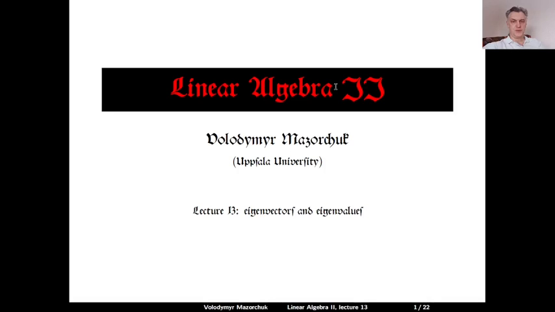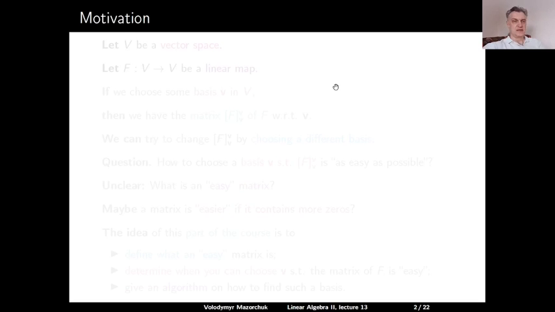Linear Algebra II, Lecture 13, Eigenvectors and Eigenvalues. Let us start with some motivation. Let V be a vector space and F be a linear operator on V.